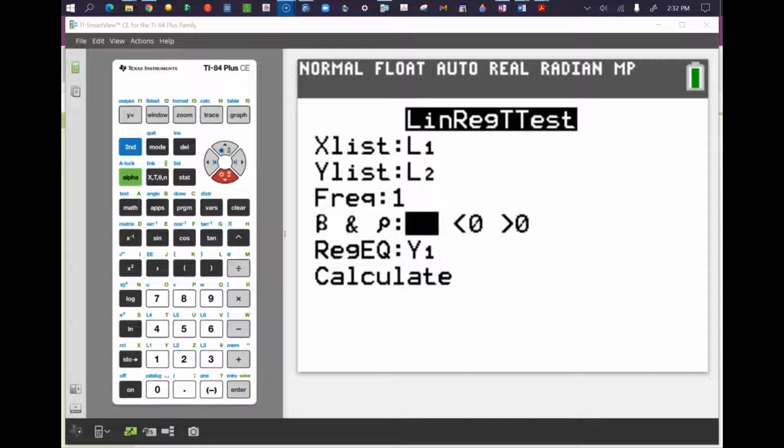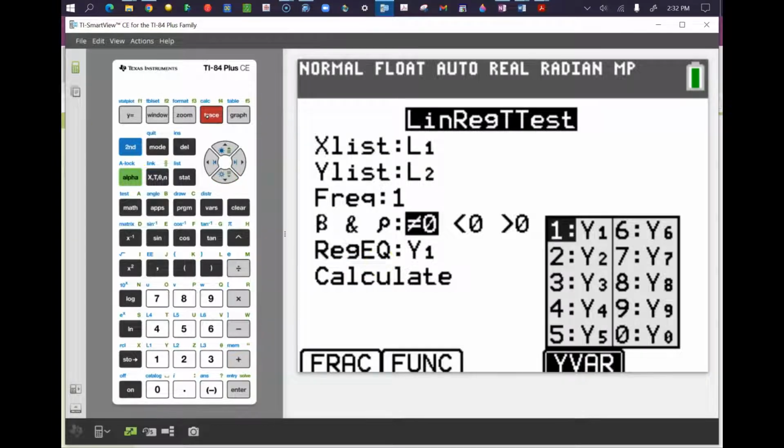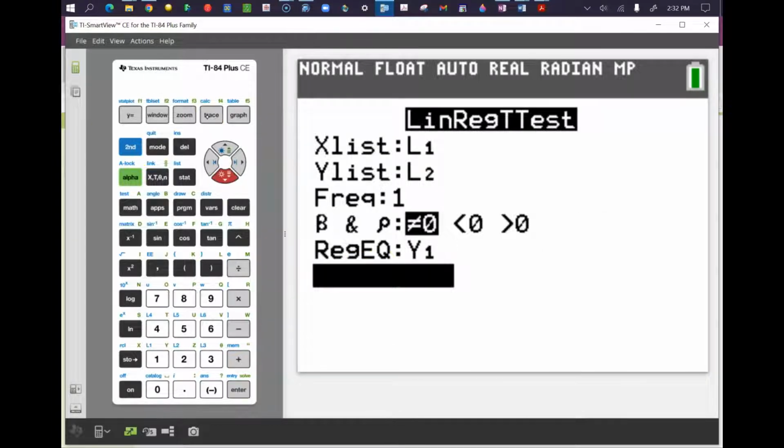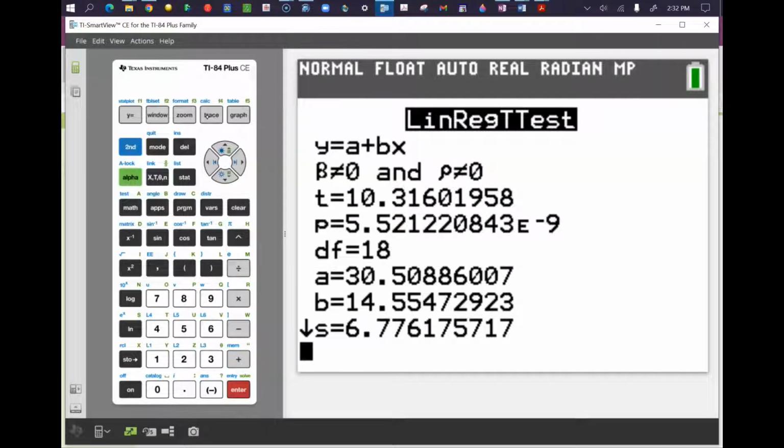If you want to store the regression equation in Y1, then you can do that by putting the cursor in a regression equation and hitting alpha trace and then enter, and then let's go ahead and calculate. Alright, so we calculate this, we get our test statistic t, you see it there that we got a few minutes ago, our p-value, which is pretty much the same as we got before. Any differences are rounding. Degrees of freedom is 18.